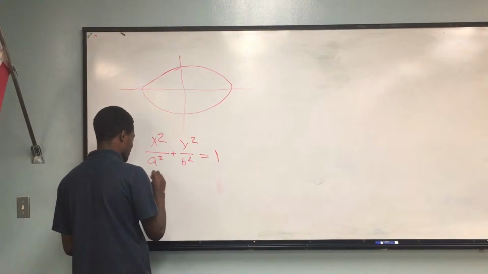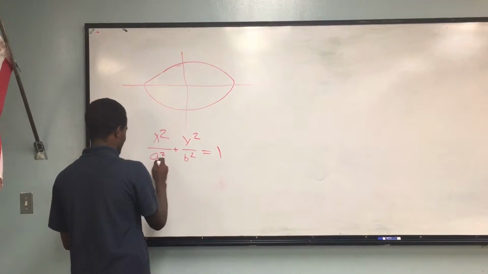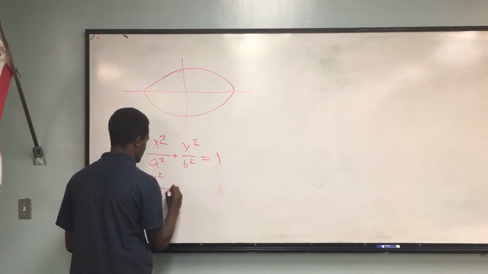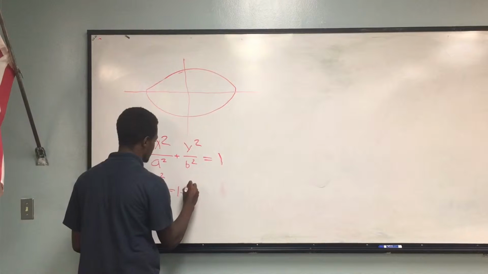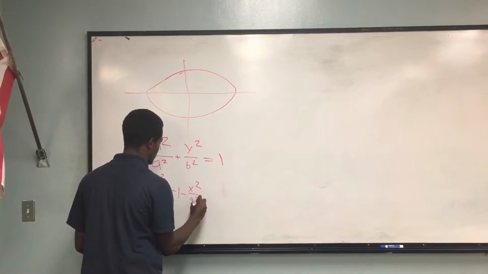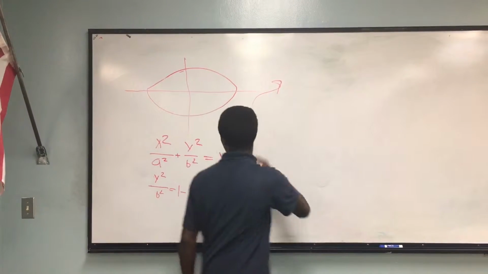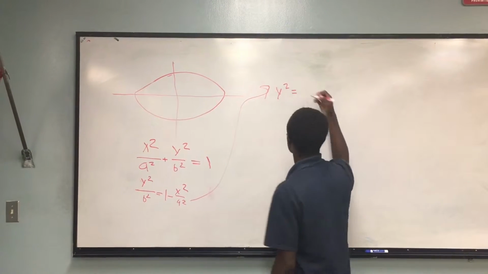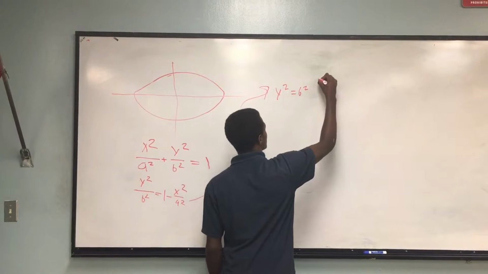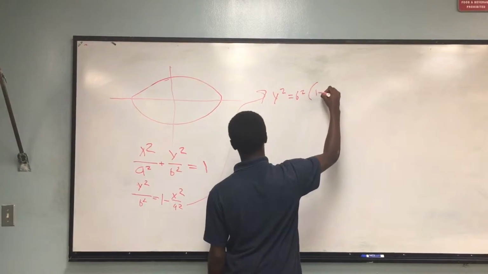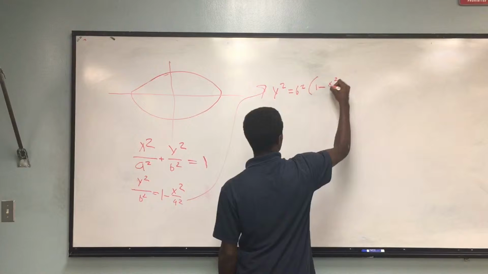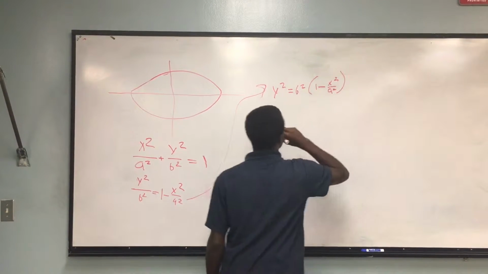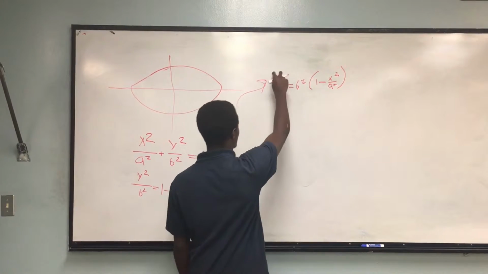That would give us y squared over b squared equal to 1 minus x squared over a squared. That becomes y squared is equal to b squared, parentheses, 1 minus x squared over a squared. Now we're gonna plug in.